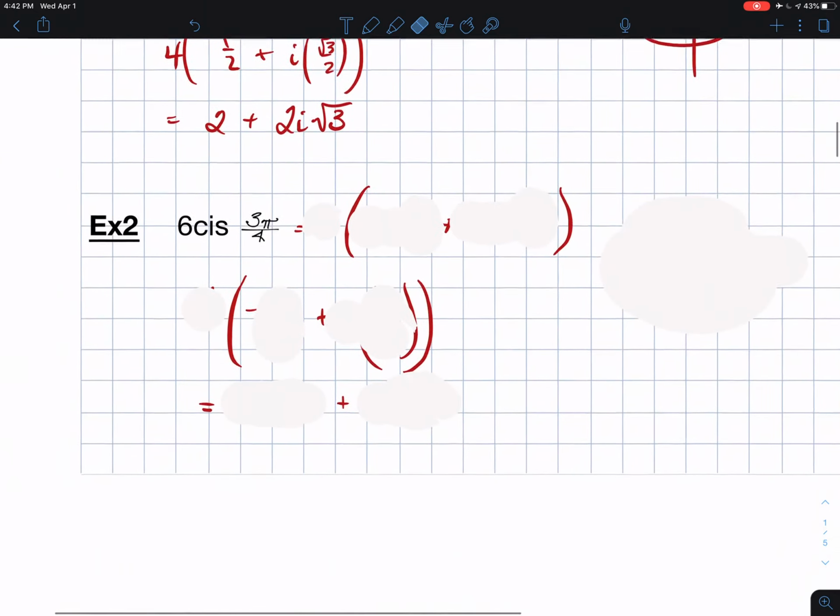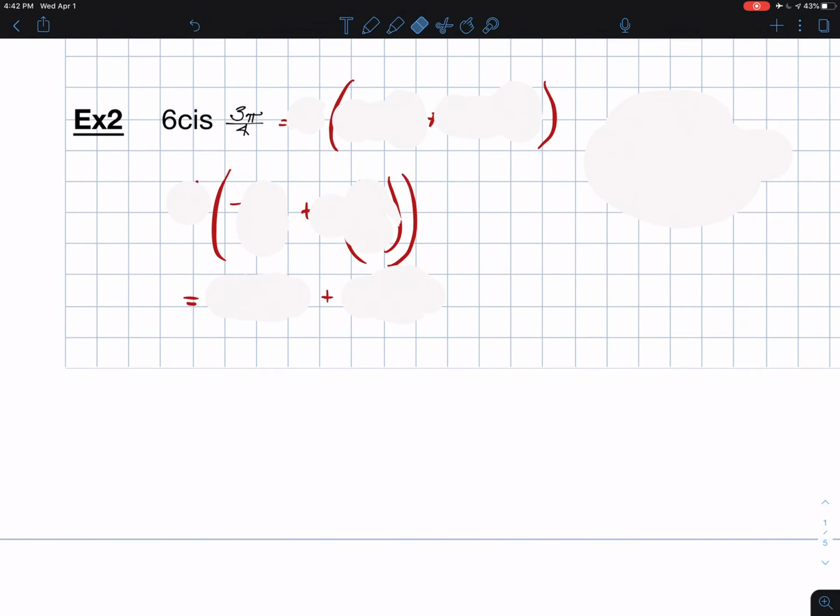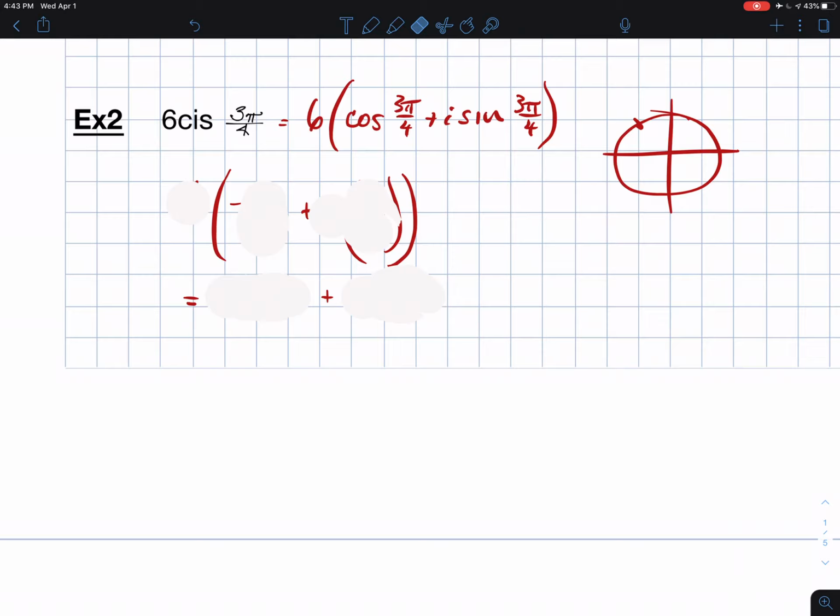And so that's what you see on number 2: 6 times the quantity cosine of my theta, 3 pi over 4, plus i sine of my theta, 3 pi over 4. I'll go ahead and show you that in the long way to write it. So again, let's simply simplify. We'll use our unit circle to map out where 3 pi over 4 is. We know that the cosine of 3 pi over 4 is negative root 2 over 2. The sine of 3 pi over 4 is positive root 2 over 2, and I also have that i in there. My radius out front is 6. Distribute.